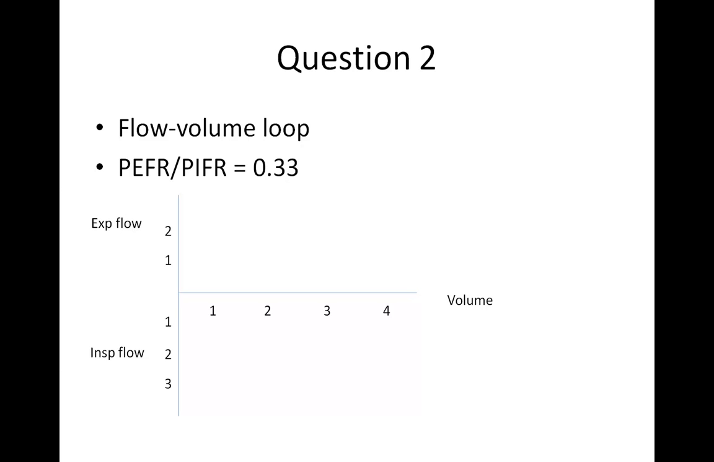The first one I want to talk about is question 2 on the flow volume loop. Some of the things people got wrong were not putting volume on the proper axis, or having time on the axis, or having flows flipped around.